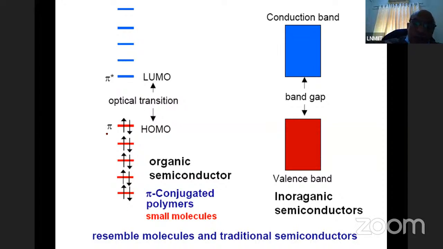All the orbitals are occupied here, and all the orbitals here are unoccupied. So you can compare, we can say that this LUMO is analogous to the conduction band here, and this HOMO is just like the valence band here.